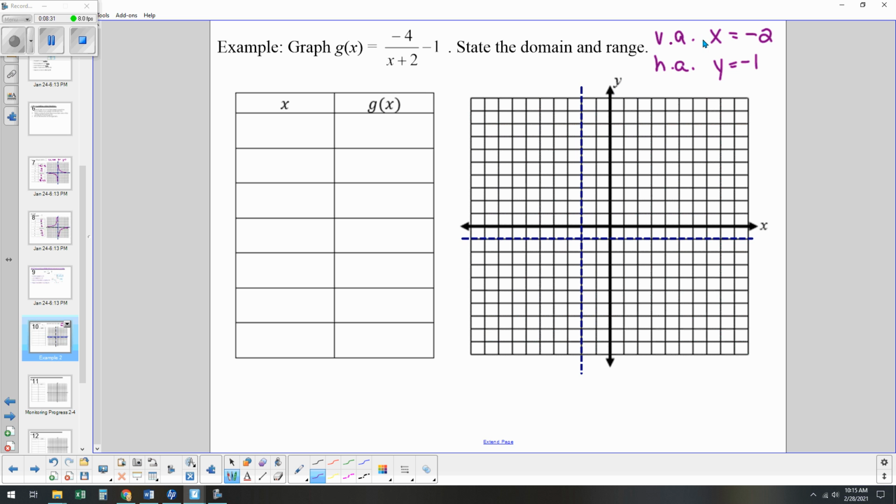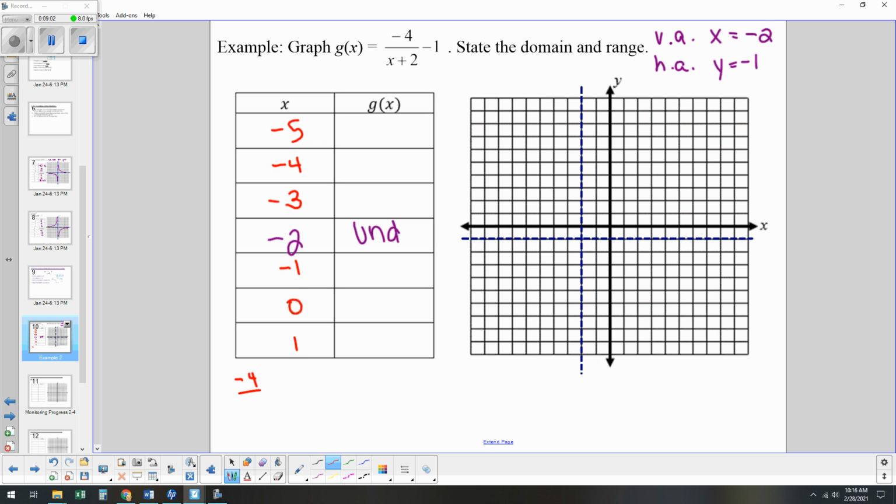So now that I know that x equals negative 2 is my vertical asymptote, I'm going to put that in the middle as undefined. That's the one I'm not going to graph. So now I'm going to pick some numbers before it. Before negative 2 would be negative 3, negative 4, and negative 5. And then I'm going to pick some numbers after it. So there'd be negative 1, 0, and 1. And now I'm going to substitute each of them in for x.